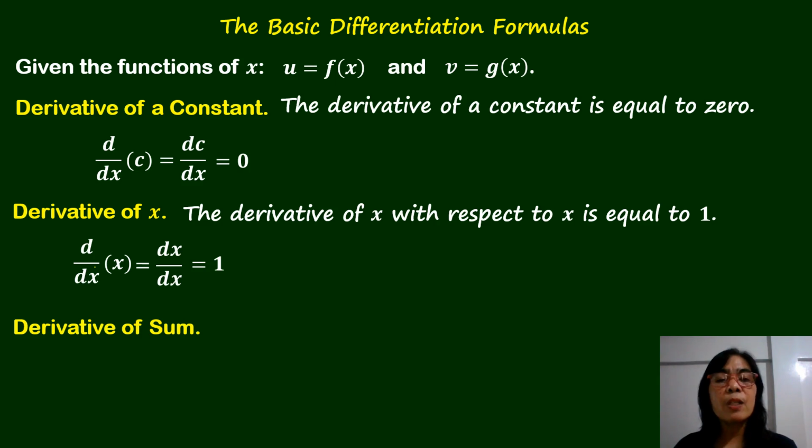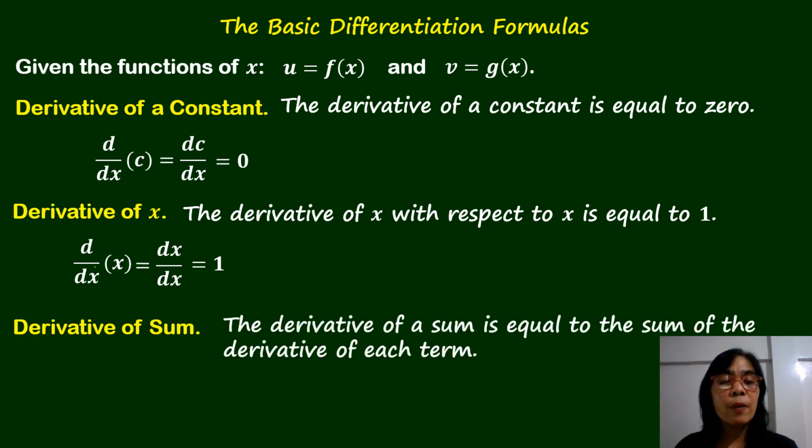The next formula is for the derivative of sum. When we talk about sum, that means we have a function involving two or more terms. So the formula is the derivative of a sum is equal to the sum of the derivative of each term. So we have the derivative of the functions u plus v, which are both functions of x. So the derivative of sum is equal to the derivative of the first term plus the derivative of the second term.